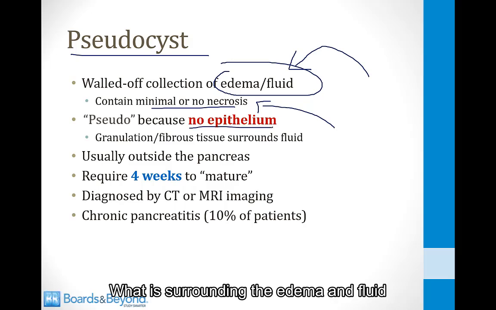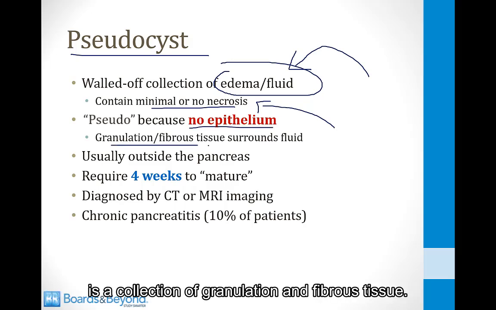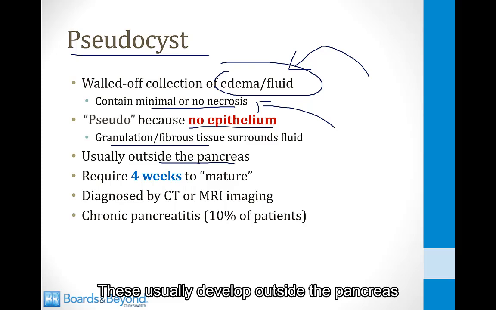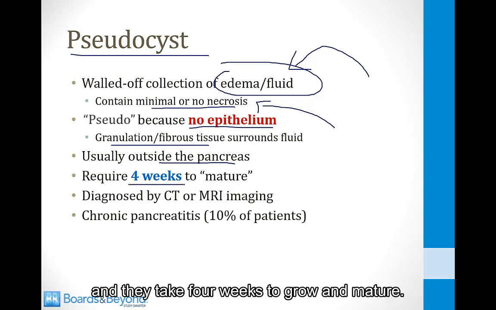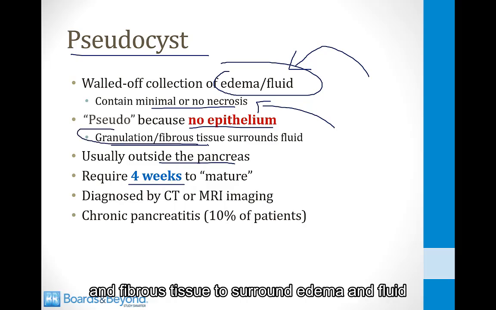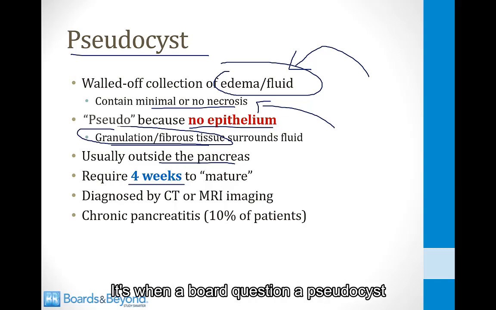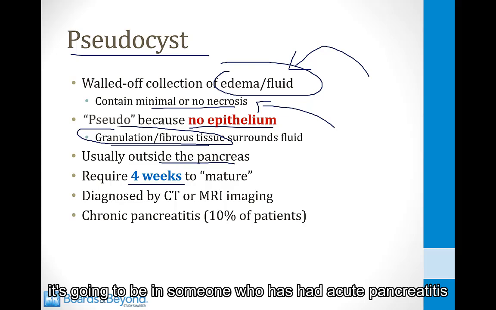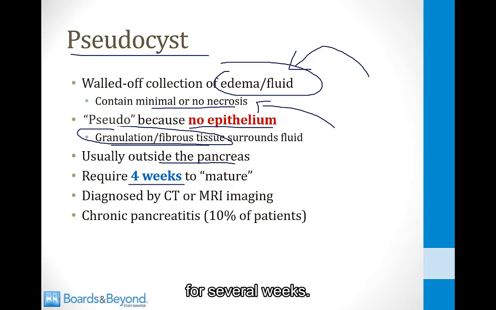What is surrounding the edema and fluid is a collection of granulation and fibrous tissue. These usually develop outside the pancreas, and they take 4 weeks to grow and mature. In other words, it takes 4 weeks for all this granulation and fibrous tissue to surround edema and fluid and create the pseudocyst. So in a board question, a pseudocyst is not going to be diagnosed in someone who just developed acute pancreatitis. It's going to be in someone who has had acute pancreatitis for several weeks.